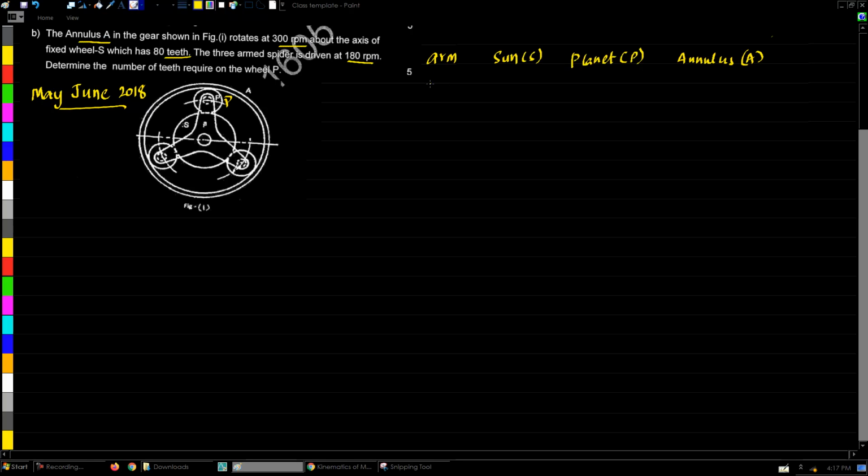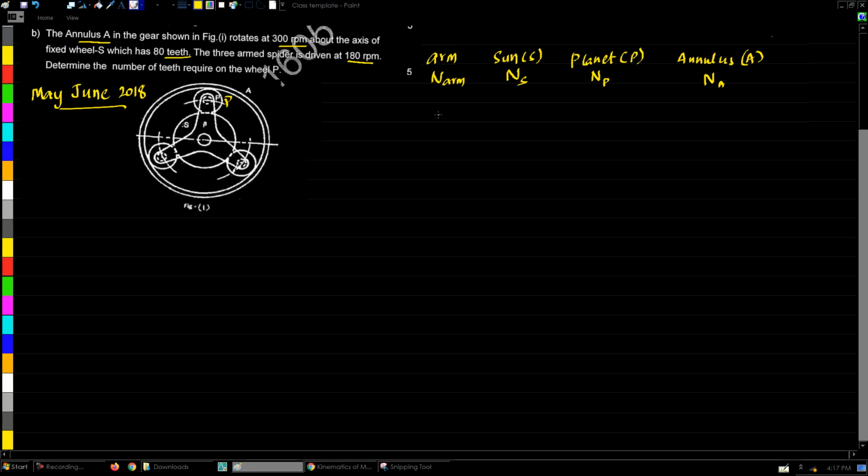So for the arm, we will just call it arm, and the speed of the arm, you can just write as n arm. The speed of the sun, we'll write as ns. The speed of P, the planet, is np. The speed of the annulus is na.